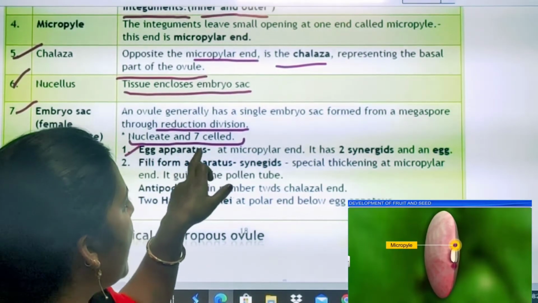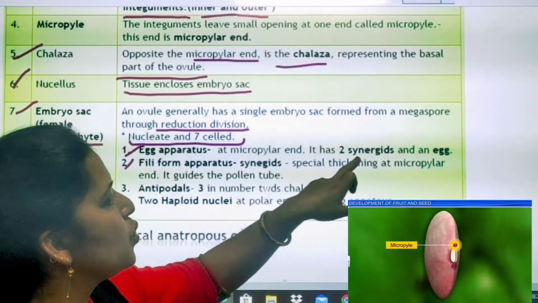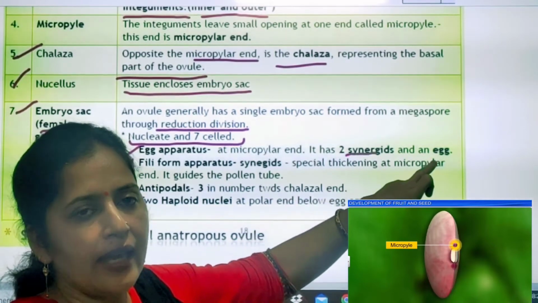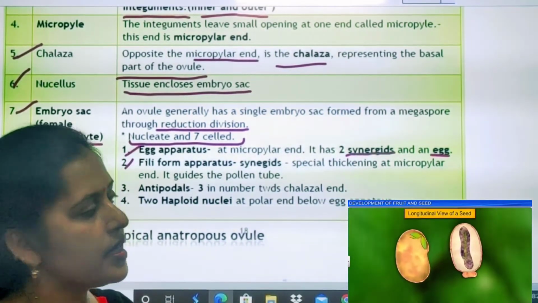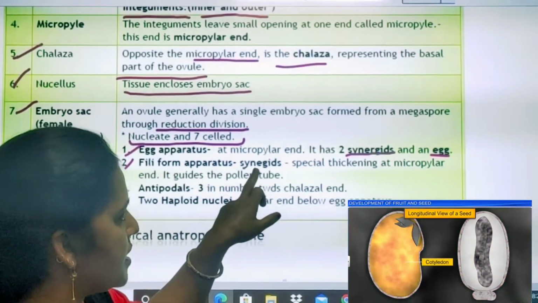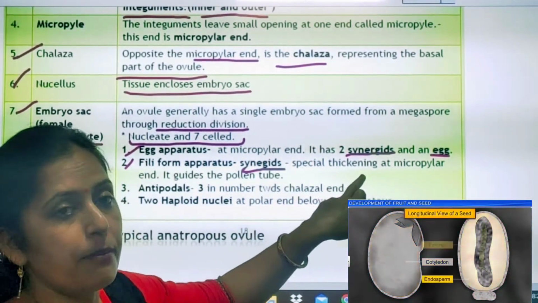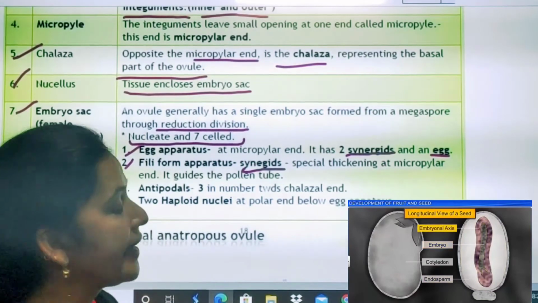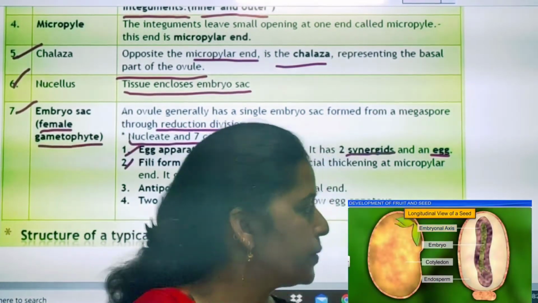Egg apparatus है, at the micropylar end it has two synergids and then the egg. दो synergids होंगे इसमें and one is the egg. Filiform apparatus, that is, the synergids. It is a special thickening at the micropylar end. It guides the pollen tubes.